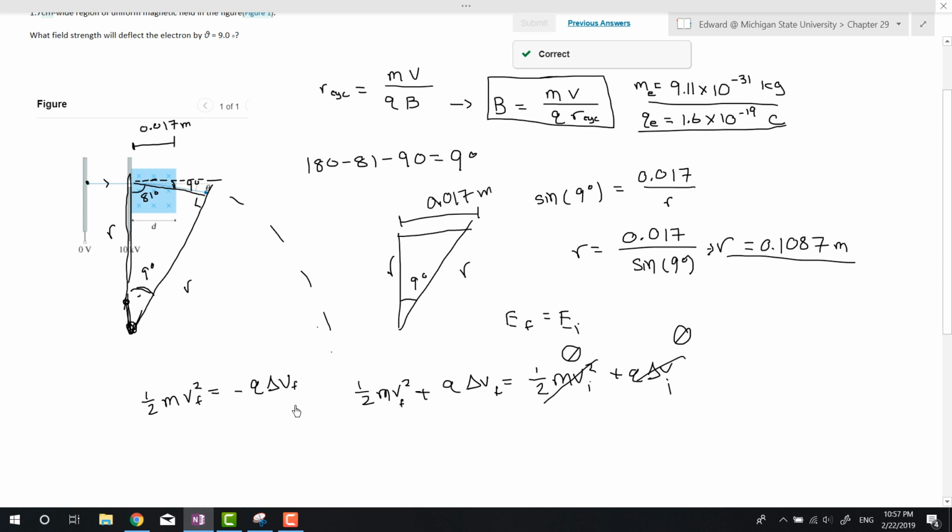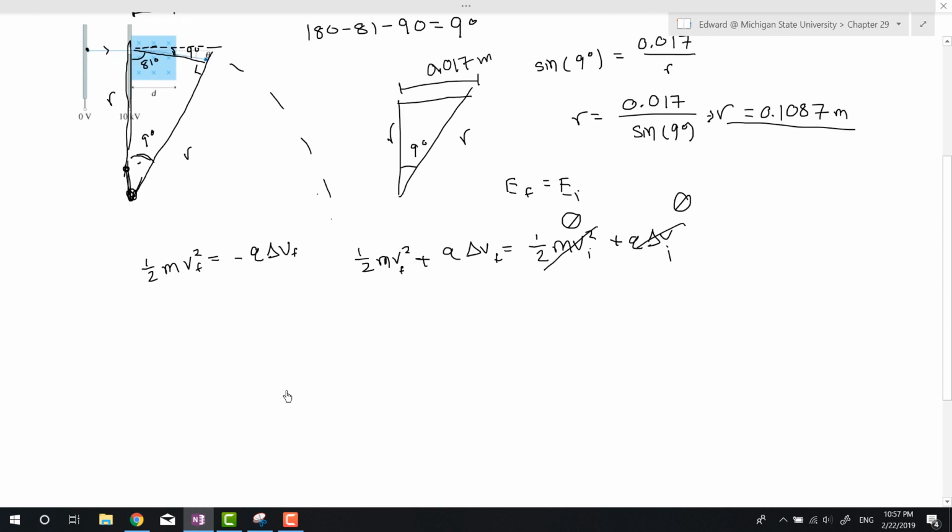So now we can go ahead and rearrange a bunch of stuff and solve for Vf. So if I multiply both sides by 2 and divide by m, I will get V. Well, you guys know this is the velocity, right? I'm just gonna leave it as a V. I don't want to write that every time. This is gonna be negative 2Q delta V, and we divide it by the mass, and we take the square root of that. Right, that looks pretty good.